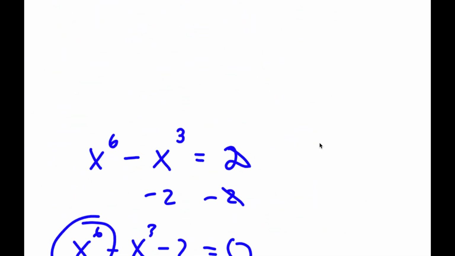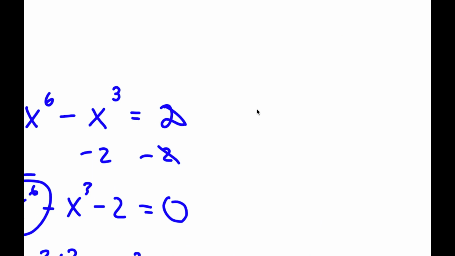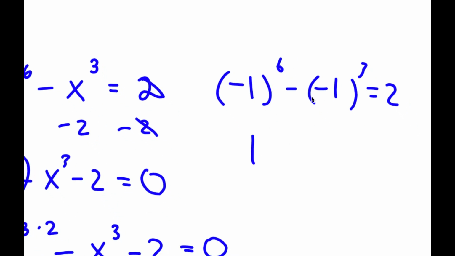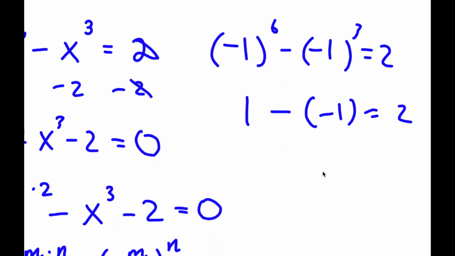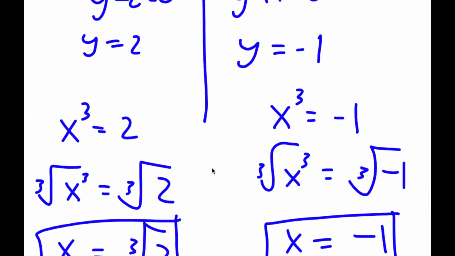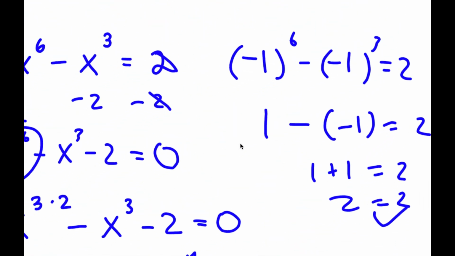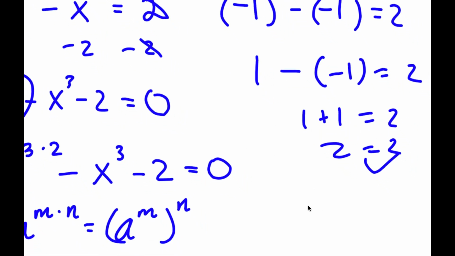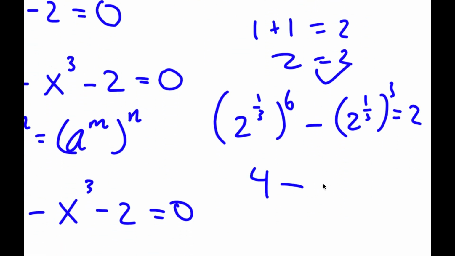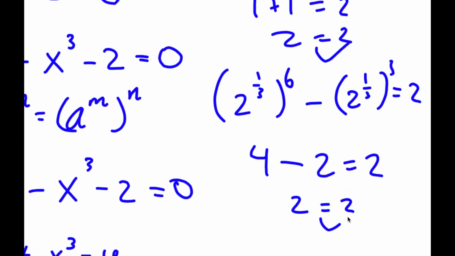Now to check, I'm going to plug these both in. So let's plug in negative 1. So I have negative 1 to the power of 6 minus negative 1 to the power of 3 is equal to 2. Negative 1 to the power of 6 is 1. So I have 1 minus negative 1, which is equal to 1 plus 1, which is 2. And for the cube root of 2, if I plug in the cube root of 2, well, that's going to be 2 to the power of 1/3 to the power of 6 minus 2 to the power of 1/3 to the power of 3 is equal to 2, which is 4 minus 2 is equal to 2. 2 is equal to 2. So these two solutions are right.